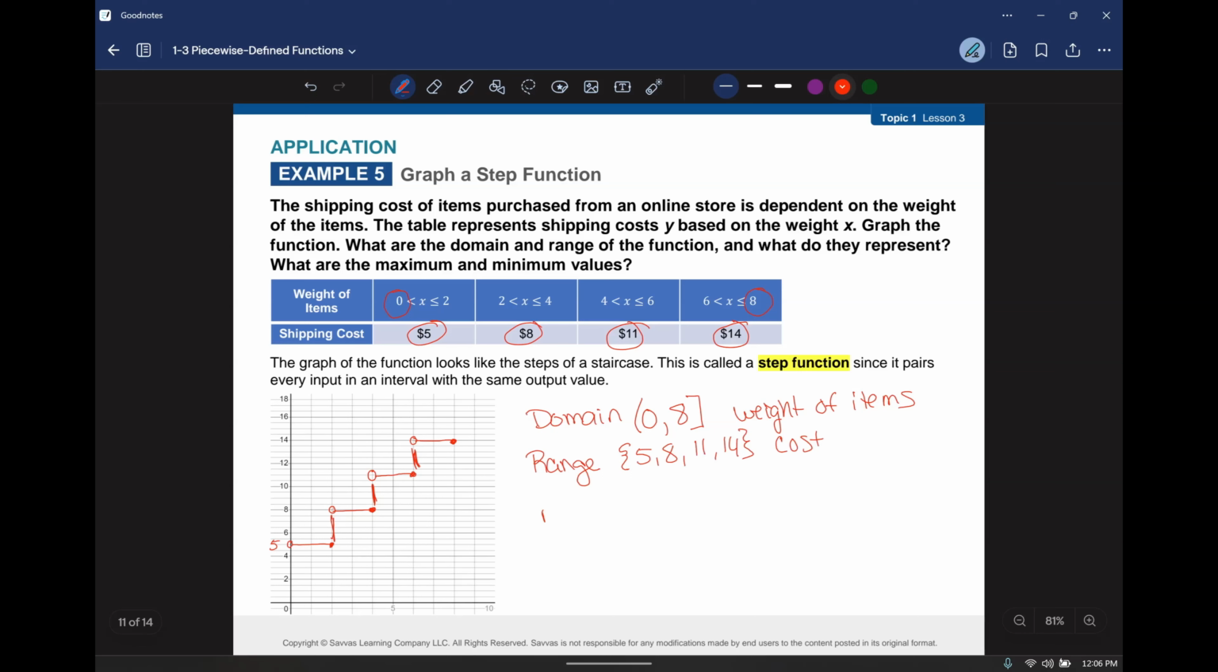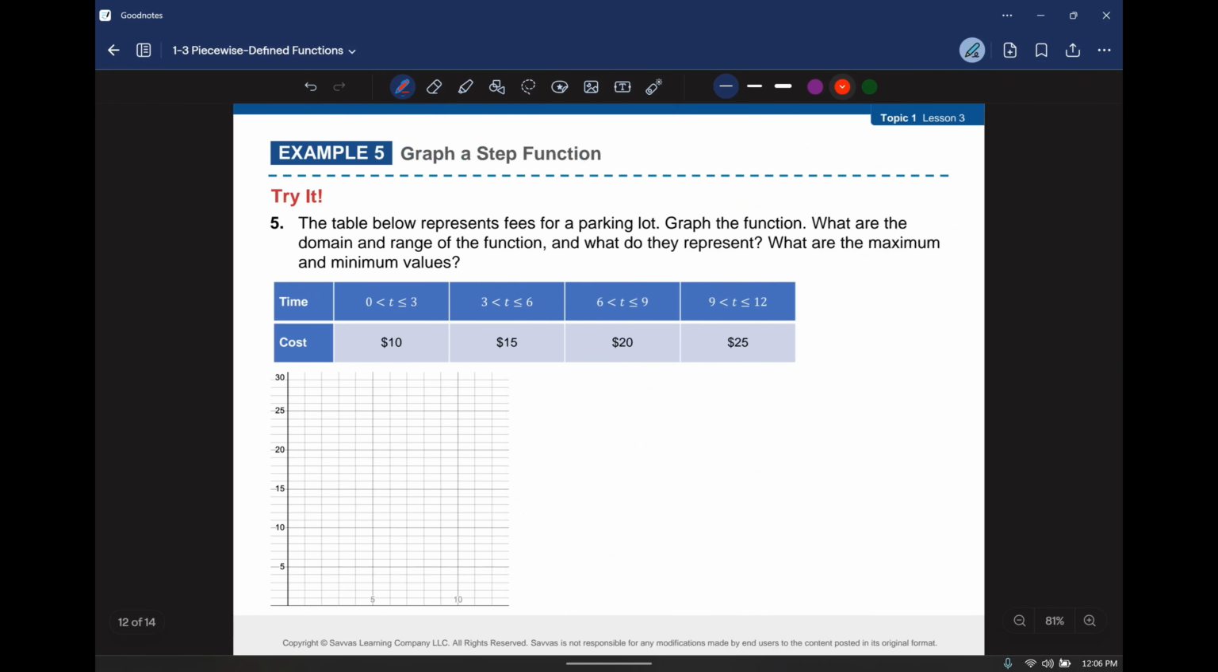So the minimum cost is $5. That's the least I'm going to pay. And the maximum cost is going to be $14. That's the most that I'm going to pay.